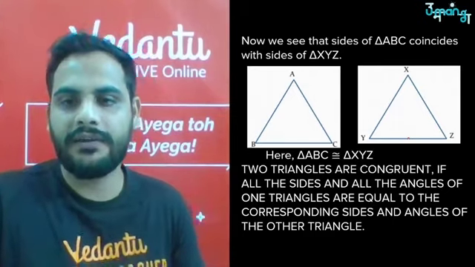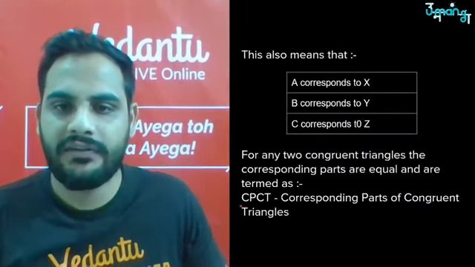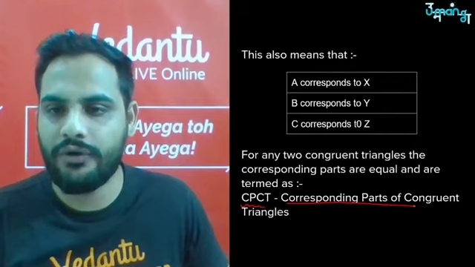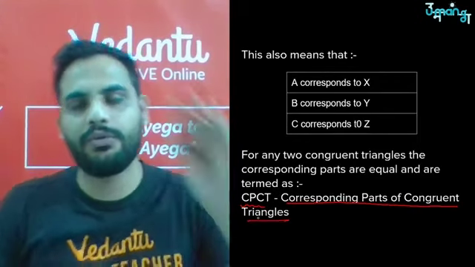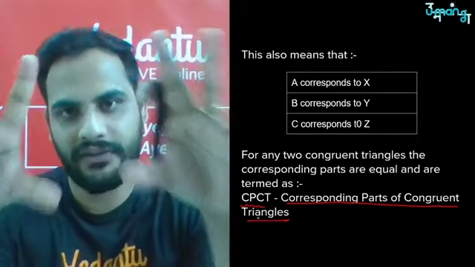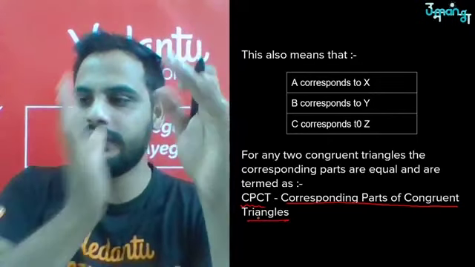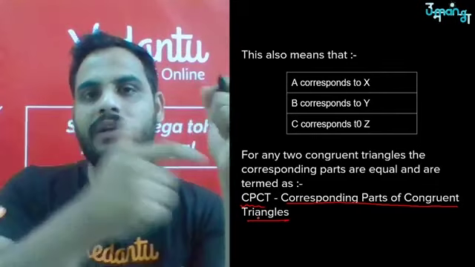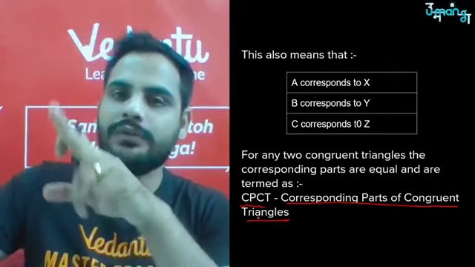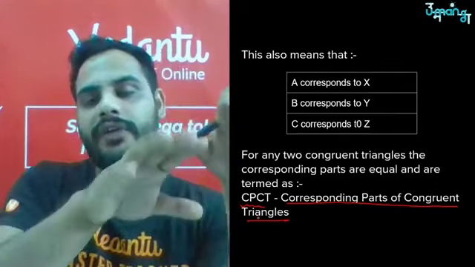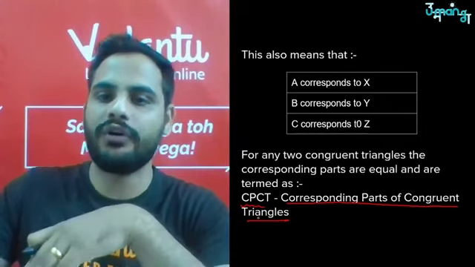Okay, so one more thing, CPCT. CPCT means corresponding parts of congruent triangles. That means suppose I get to know that two triangles are congruent, then I can make the corresponding parts equal. Either you can make corresponding sides equal or you can make corresponding angles equal. So there you will just write CPCT. The reason for writing it is corresponding parts of the congruent triangles.